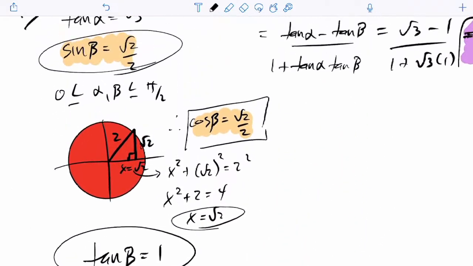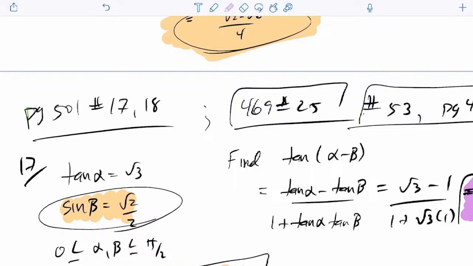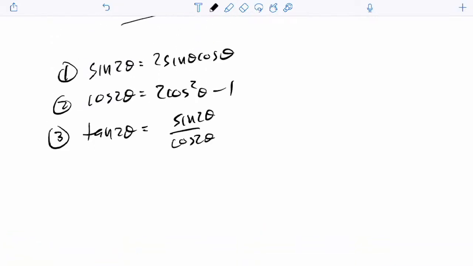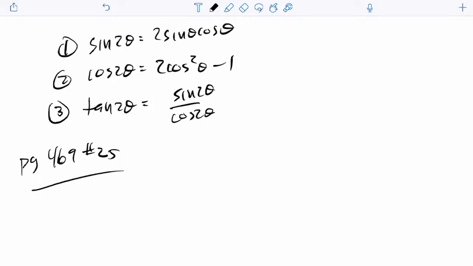Okay, moving on here. If I look at 469, number 25, and then we can get to Michael's questions there. 469, number 25. Sine of 4 theta. Oh, I did 23.